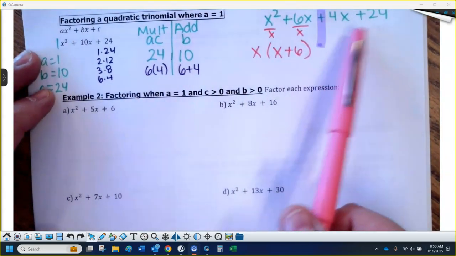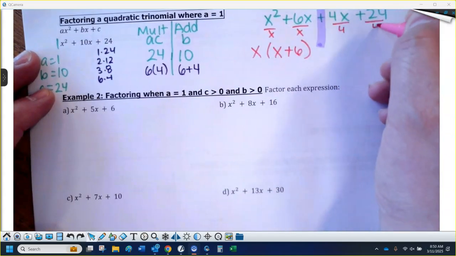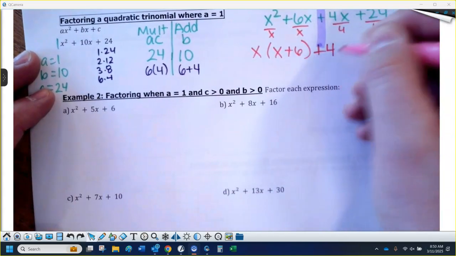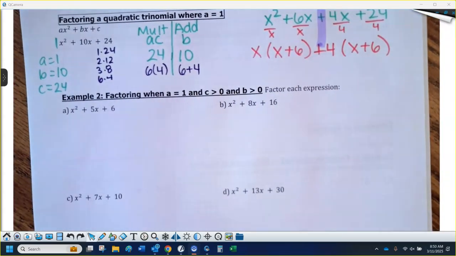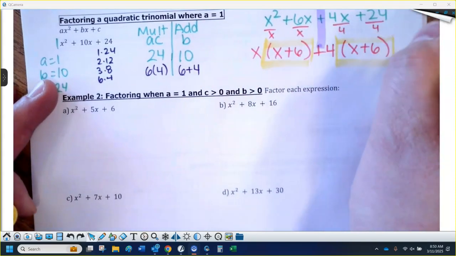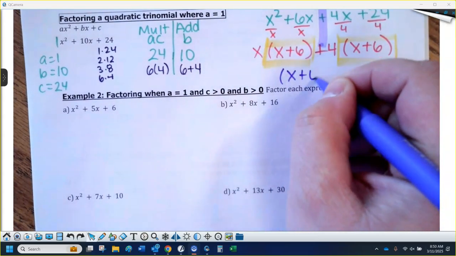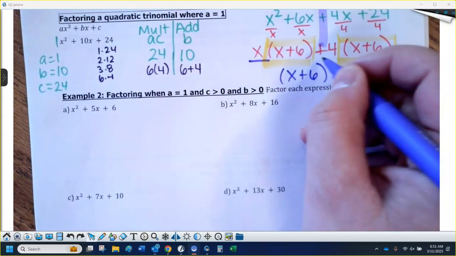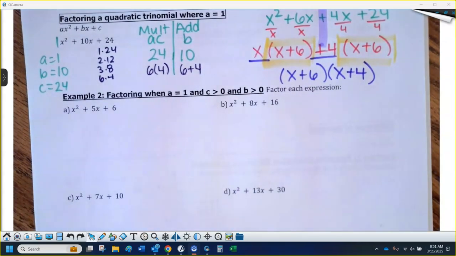What would you tell me 4 and 24 have in common? 4. So we're going to pull out a 4. So just write plus 4. And left over, again, I'd have x plus 6. So here, these match. So that's one of my answer, or one of my factors, x plus 6. And then left over, we had the x and the plus 4, so that makes the other little set of parentheses. And you can put those in any order.